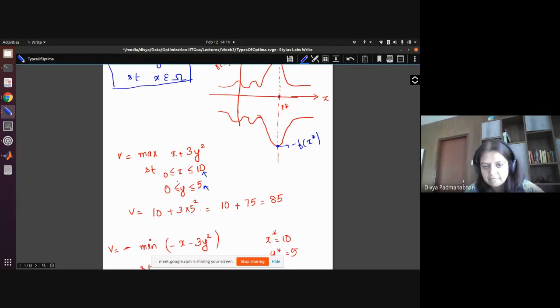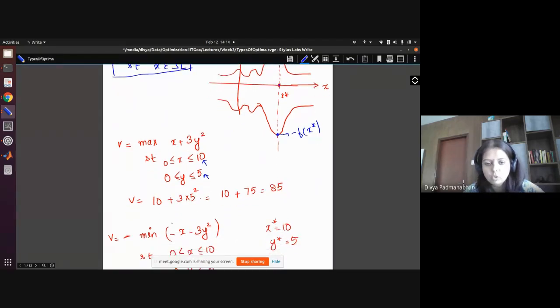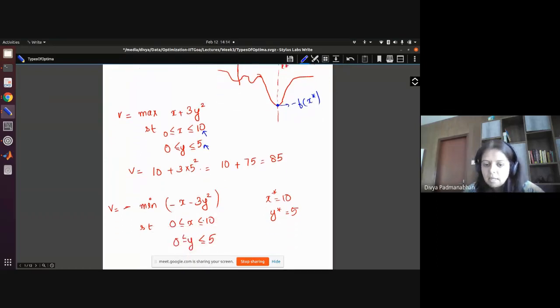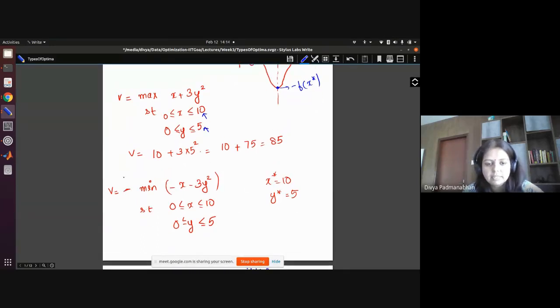Now, if you want to write it in minimization form, you just go ahead with minus of this objective: minus x minus 3y square, and the constraints remain the same. Then you take the negative of the result. It turns out that this will also give you the same value, 85, and the optimal x's and y's will be the same as before.